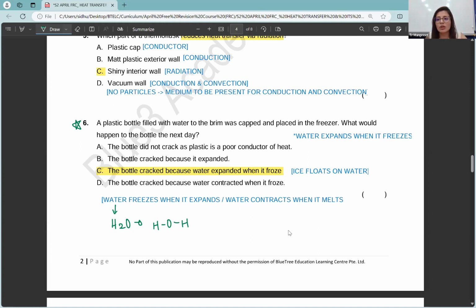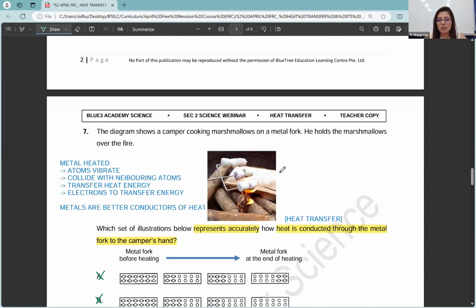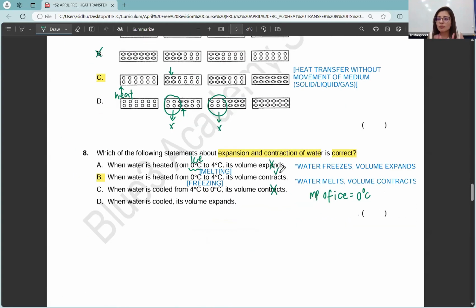So again, this is a concept that you will learn in the upper levels. So for your syllabus, don't worry, but you need to understand this simple concept. Water freezes, volume expands. Water melts, volume contracts. Okay, simple as that. This is the only thing that you need to be able to understand. They will not ask you why.